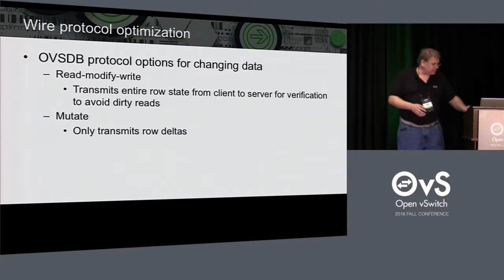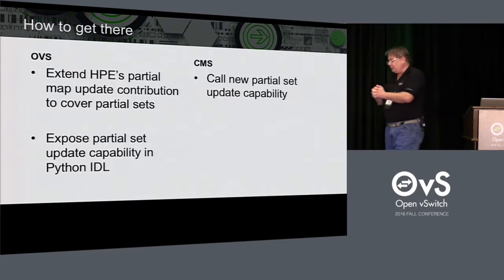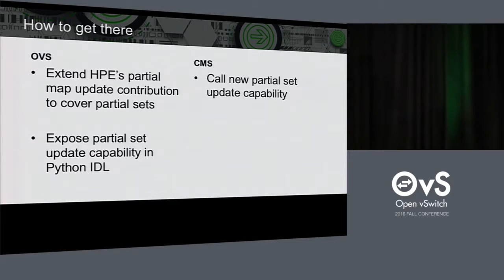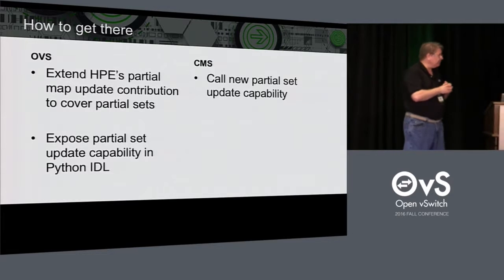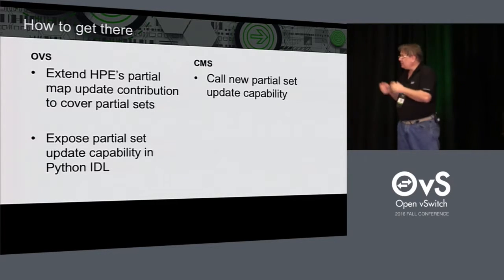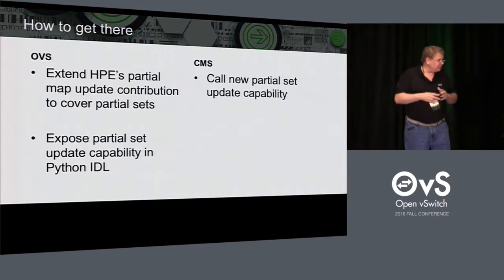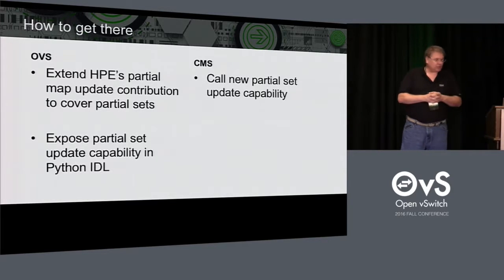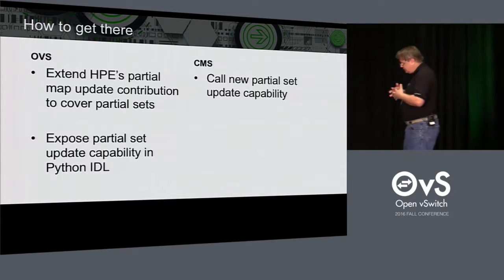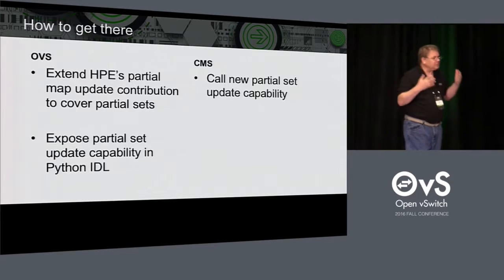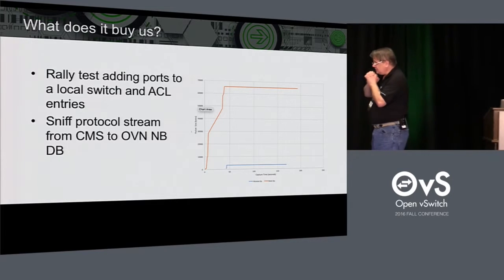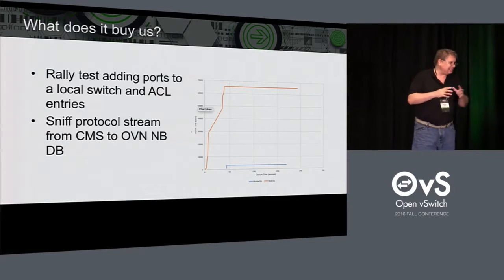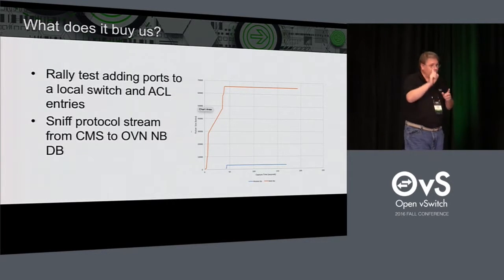which only transmits deletes, and thank you to the wonderful folks at HPE who put together the original partial map update condition. We just took it and made it work with sets. And then up in the CMS, networking OVN, there were a couple of patches that actually called this new function. And the question is, well, what does this do for us? This is a comparison of packet size from TCP dump, first packet only.